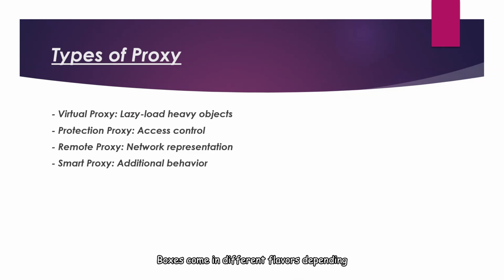Proxies come in different flavors depending on the use case. We have the virtual proxy, which delays the creation of a resource intensive object until it's absolutely needed, saving system resources. There's the protection proxy, which acts like a security guard, granting or denying access based on credentials or conditions. The remote proxy handles objects that exist in different address spaces. Think about calling a remote server object as if it were local. Finally, smart proxies can add logging, caching, or reference counting. Understanding the type you need is key to applying the pattern effectively in real-world scenarios.